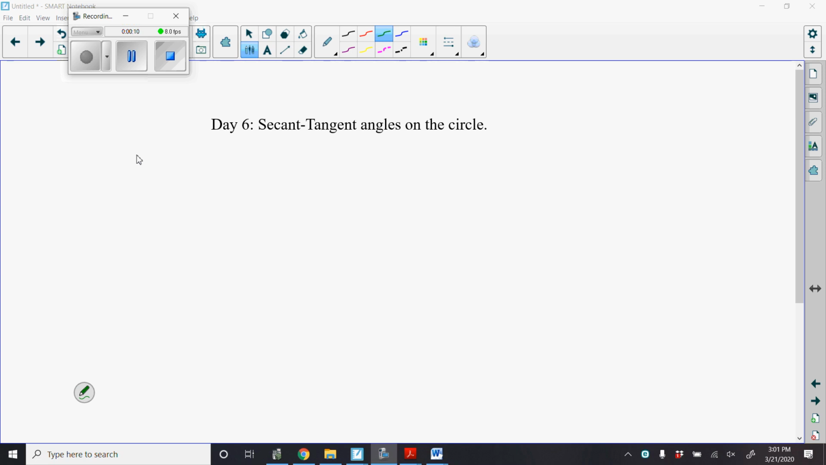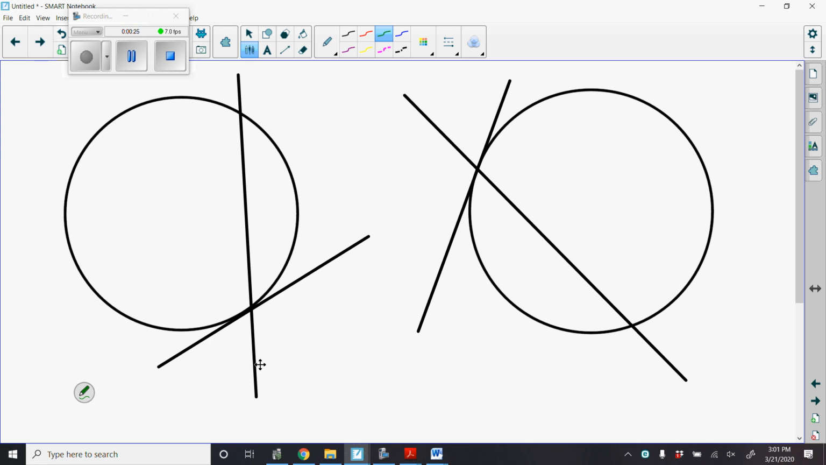Today we're looking at secant tangent lines and the angles that are created, specifically the angles that occur on the circle. So let's take a look at what that looks like. As we remember, a secant line touches the circle twice. So here we see our secant. A tangent only touches once.